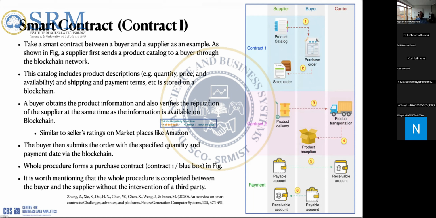And again, it's worth mentioning that there is no third party involved in this process. On one hand, you have the supplier who is selling the products. On the other hand, you have the buyer who is trying to buy some product, and everything is happening on the blockchain and smart contracts. So there is no marketplace like Amazon behind the scenes.